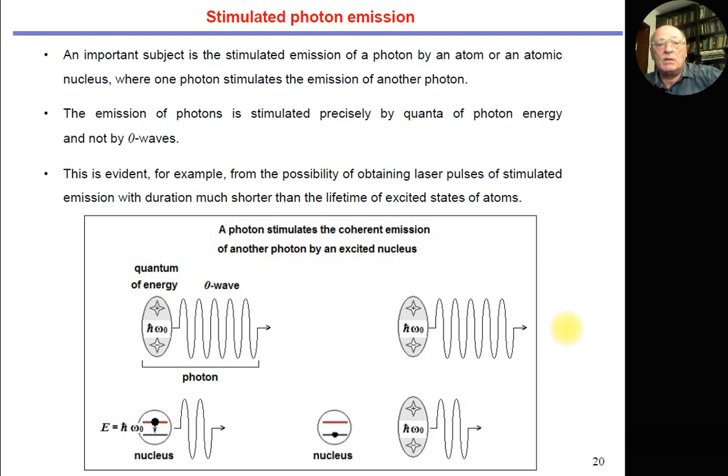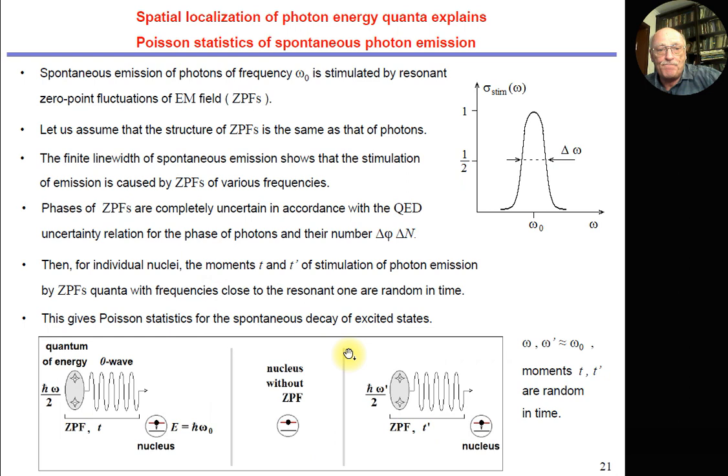An important subject is the stimulated emission of a photon by an atom or an atomic nucleus, where one photon stimulates the emission of another photon. The emission of photons is stimulated precisely by quanta of photon energy, but not by zero waves. This is evident, for example, from the possibility of obtaining laser pulses of stimulated emission with a duration much shorter than the lifetime of excited states of atoms. Special localization of photon energy quanta explains Poisson statistics of spontaneous photon emission.